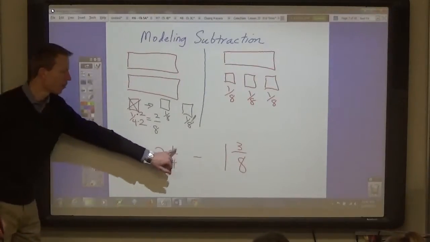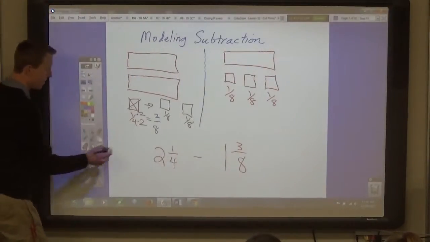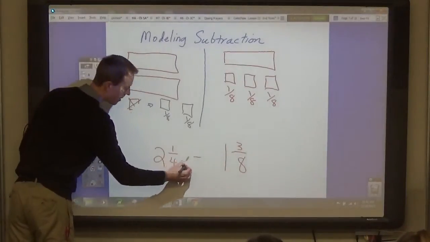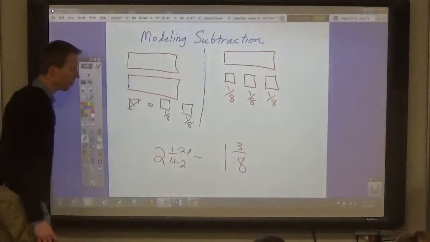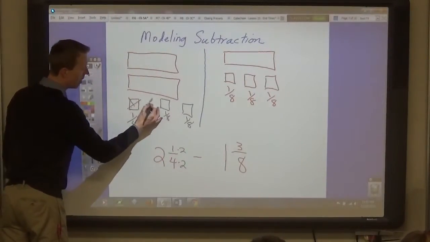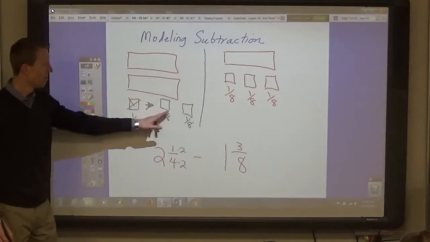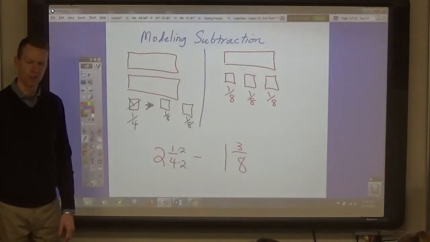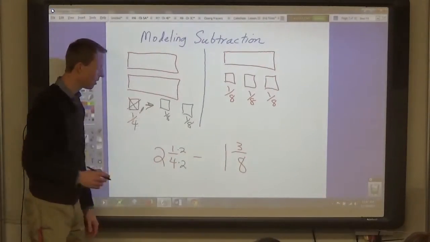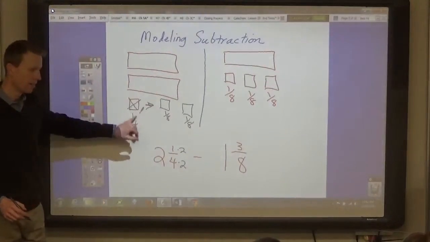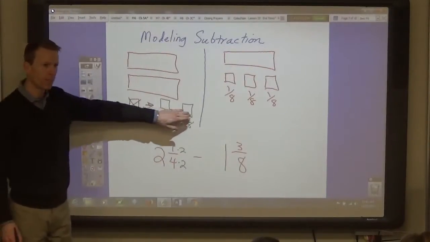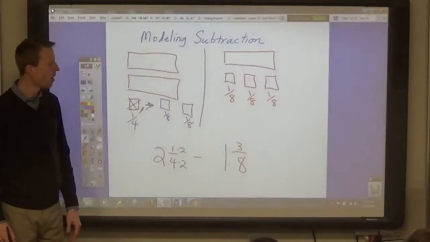Now, you may want to write that down here because it gets kind of jumbled up if you write it there. So you may want to write the times 2 right there, and then change it to 8ths over here, okay? I think that's more clear than putting it here. So we don't have a 4th anymore, we have 2/8. Now we can take away.